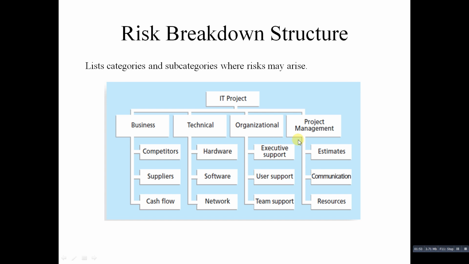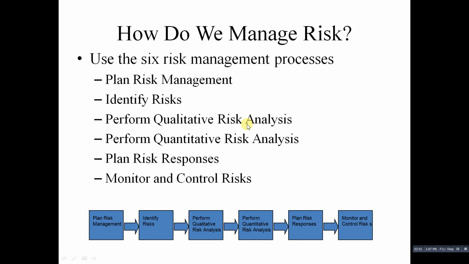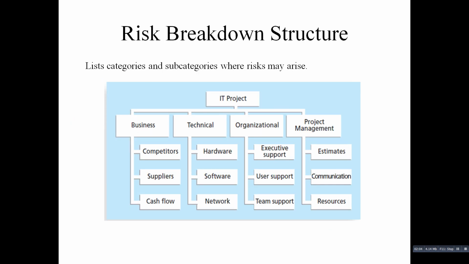The highest level of categories here are business, technical, organizational and project management. Competitors, suppliers and cash flow are categories that fall under business risk. Then under technical risk are the categories of hardware, software and network. Hardware could be broken down further to include malfunctions, availability and cost.